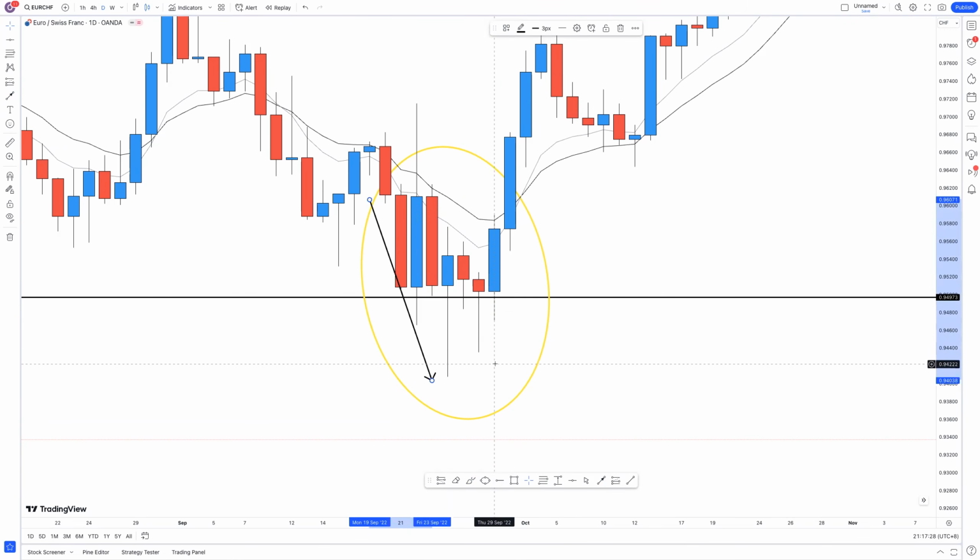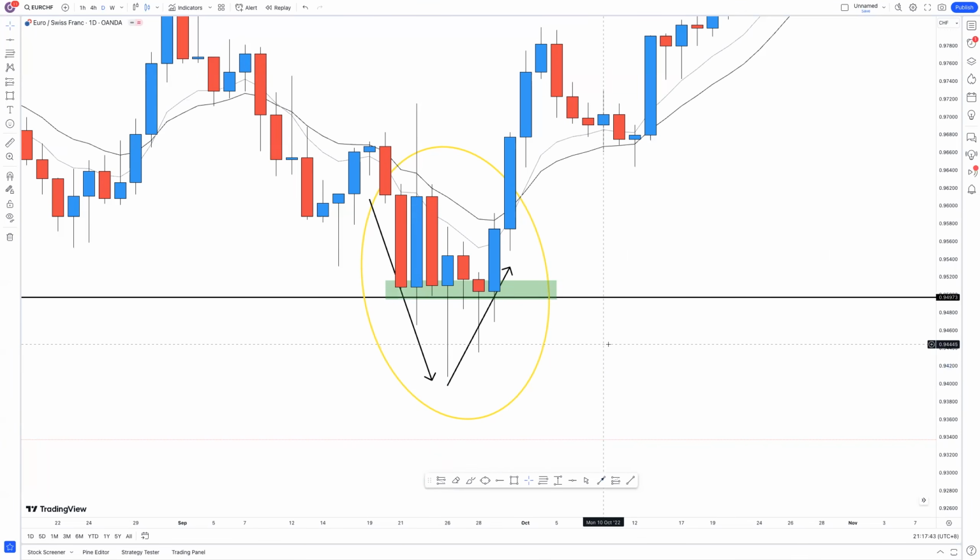But it always ends up that the buyers come in and save the day and push the price all the way up. And you can see all the candlesticks right here, they always close above the key level. Look at this area right here. They always close above the key level.